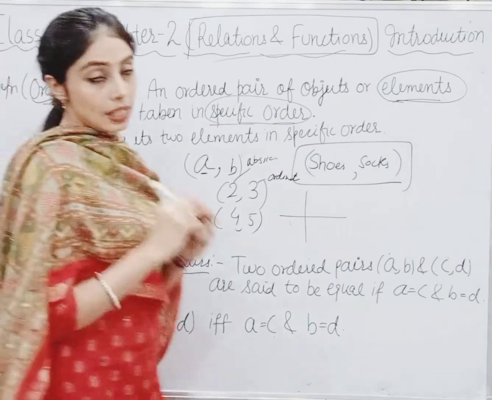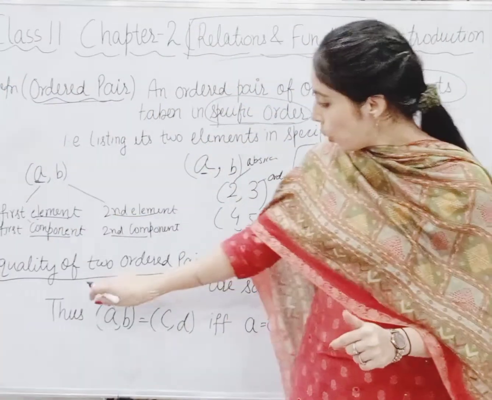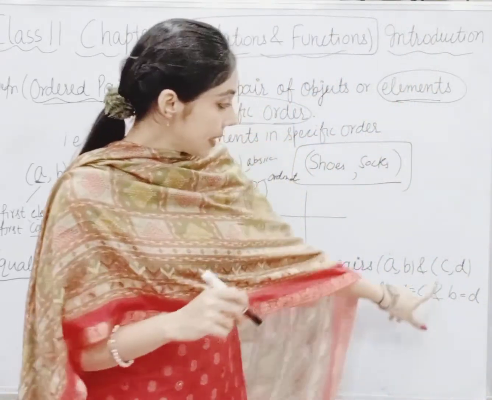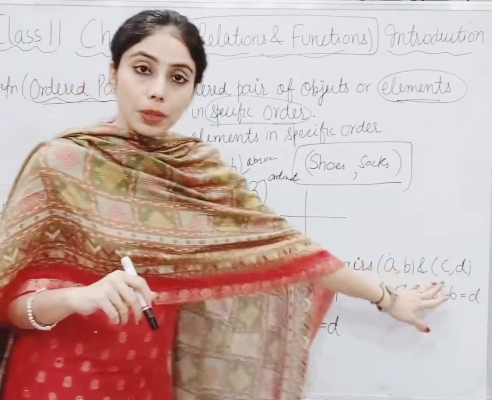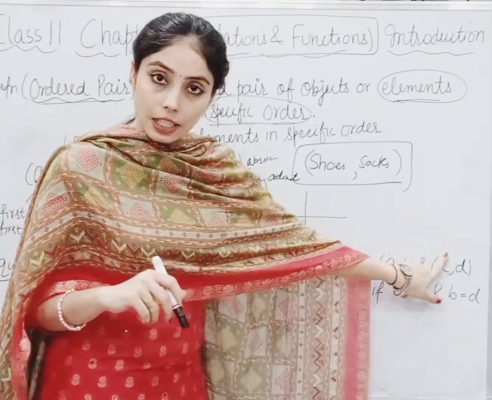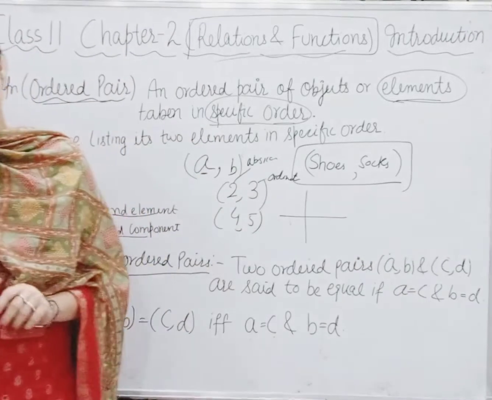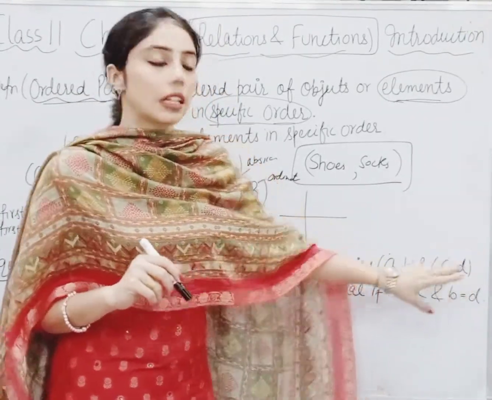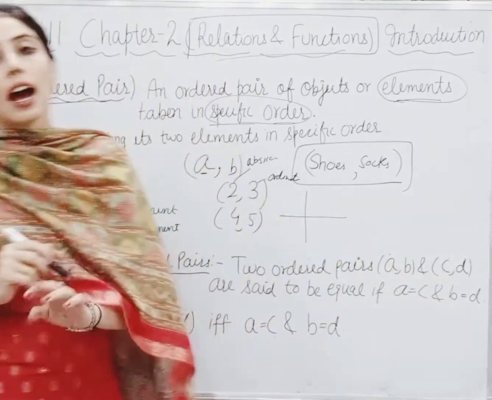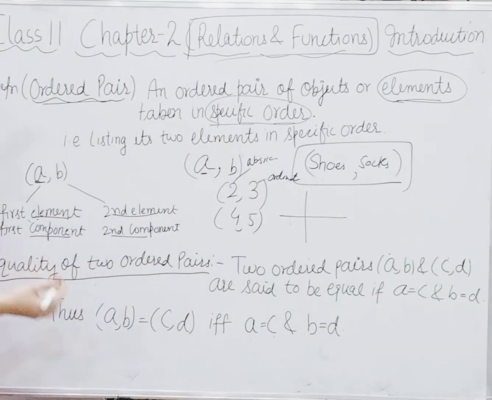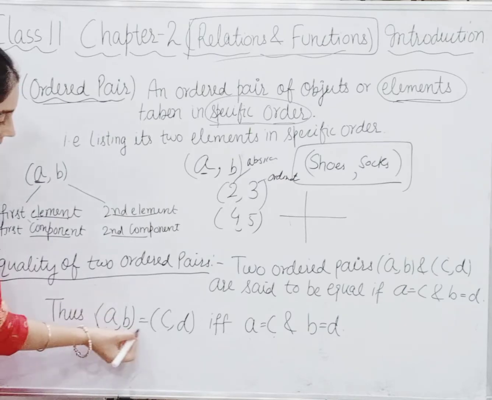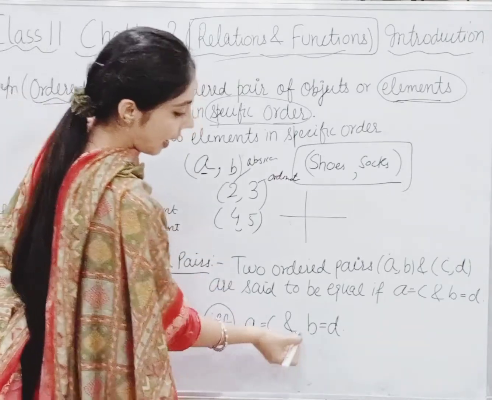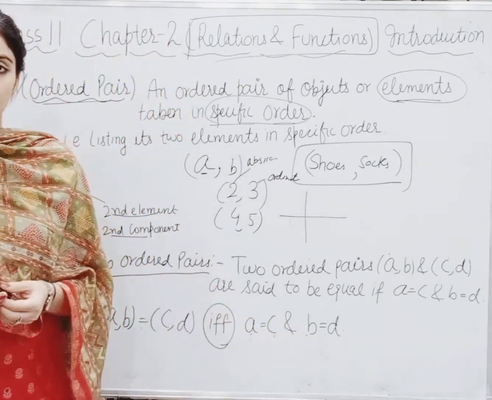Now, the next definition is the equality of two ordered pairs. If we have two ordered pairs like (a, b) and (c, d), these two are said to be equal if their first components are equal and their second components are equal. So, if a equals c and b equals d, then we say that (a, b) and (c, d) are equal. Mathematically, we will write it as (a, b) = (c, d) if and only if a = c and b = d.